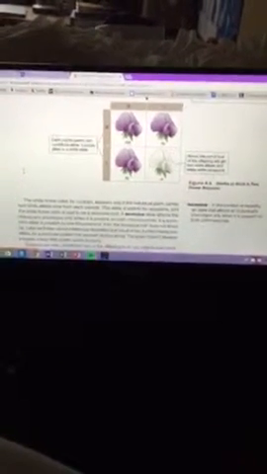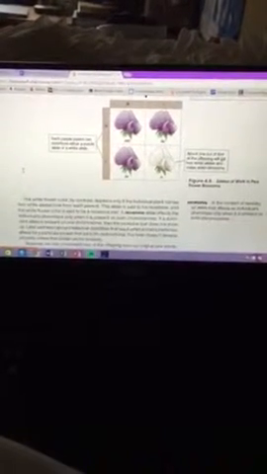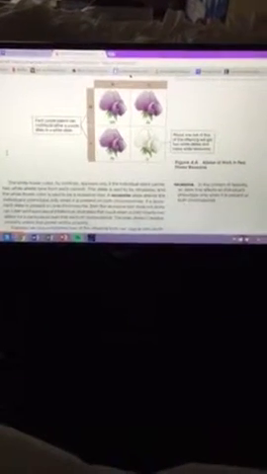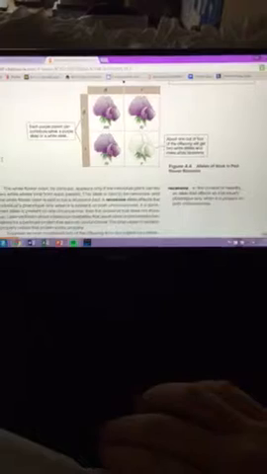Hey guys, it's Liz, and we're going to continue talking about Chapter 4 and discussing dominant and recessive alleles. A recessive allele is an allele that affects an individual's phenotype only when it's present on both chromosomes, and a dominant allele can affect the phenotype when present on just one of the chromosomes.